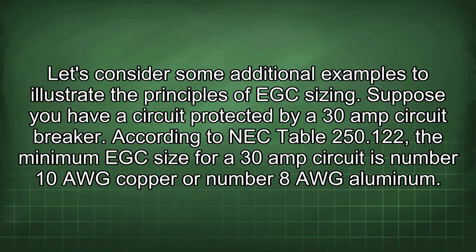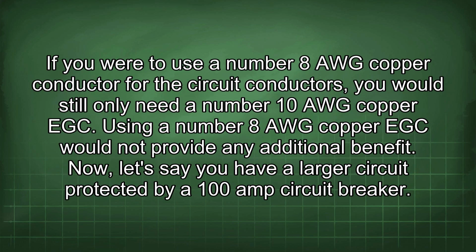Suppose you have a circuit protected by a 30 amp circuit breaker. According to NEC Table 250.122, the minimum EGC size for a 30 amp circuit is number 10 AWG copper or number 8 AWG aluminum. If you were to use a number 8 AWG copper conductor for the circuit conductors, you would still only need a number 10 AWG copper EGC. Using a number 8 AWG copper EGC would not provide any additional benefit.